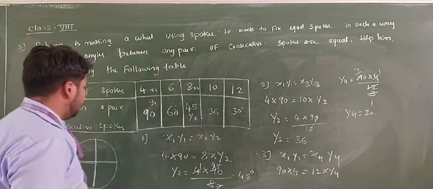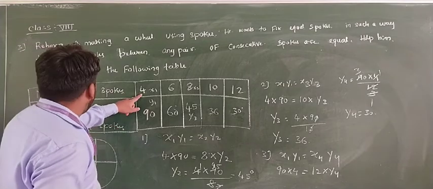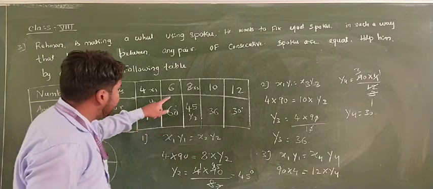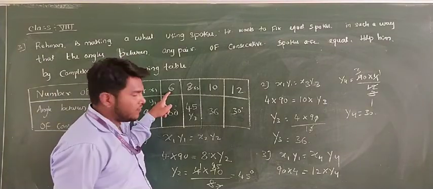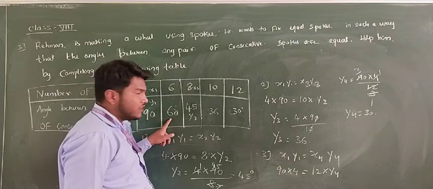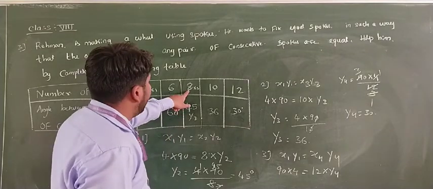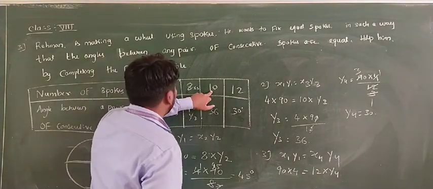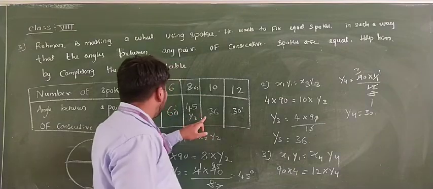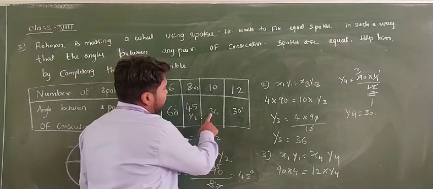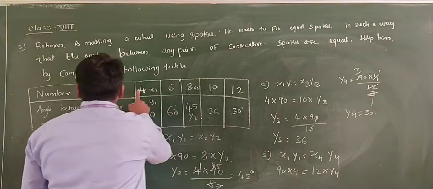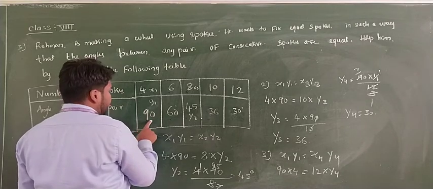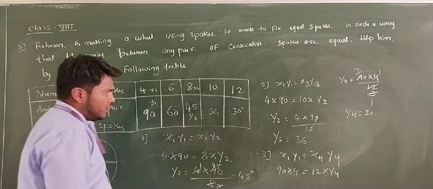So these are the spokes. As the number of spokes is 4, the angle between the consecutive pairs is 90 degrees. If the number of spokes is 6, the angle between the consecutive pairs is 60 degrees. If the number of spokes is 8, the angle is 45 degrees. If the number of spokes is 10, the angle is 36. If it is 12, it is 30 degrees. So as the number of spokes 4, 6, 8, 10 increases, the angle between a pair of consecutive spokes decreases, that is 90, 60, 45, 36, 30.